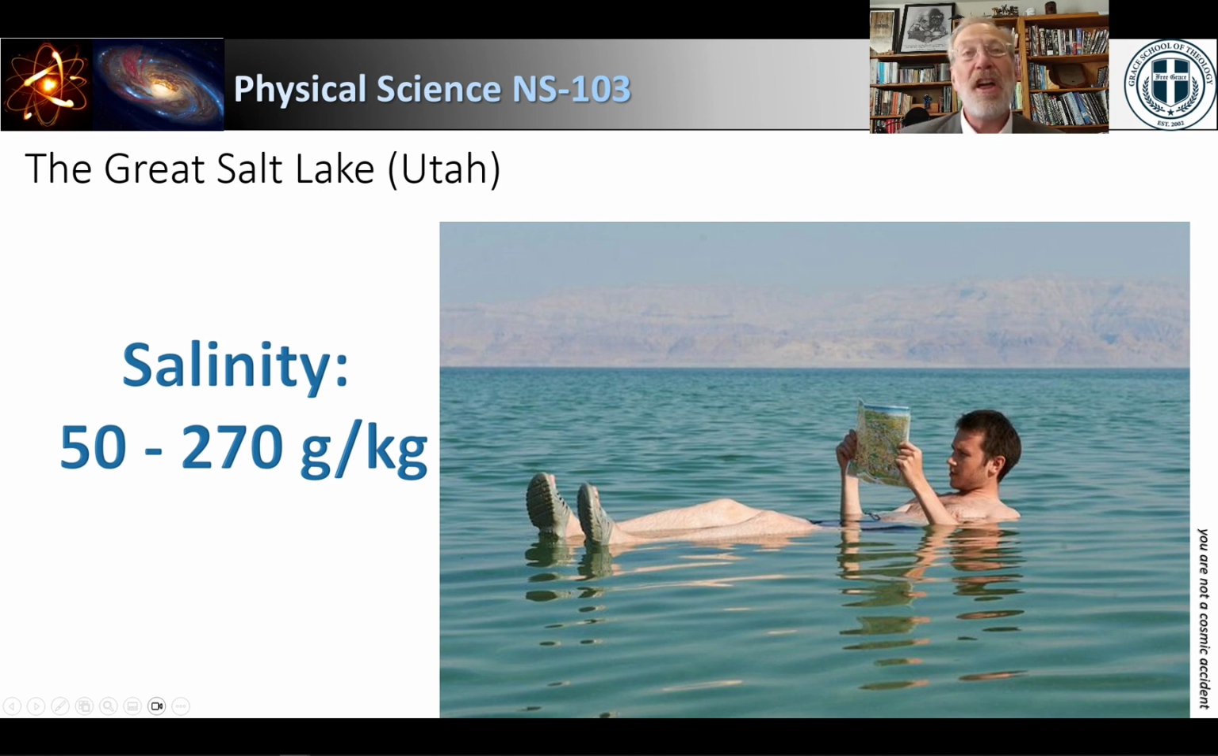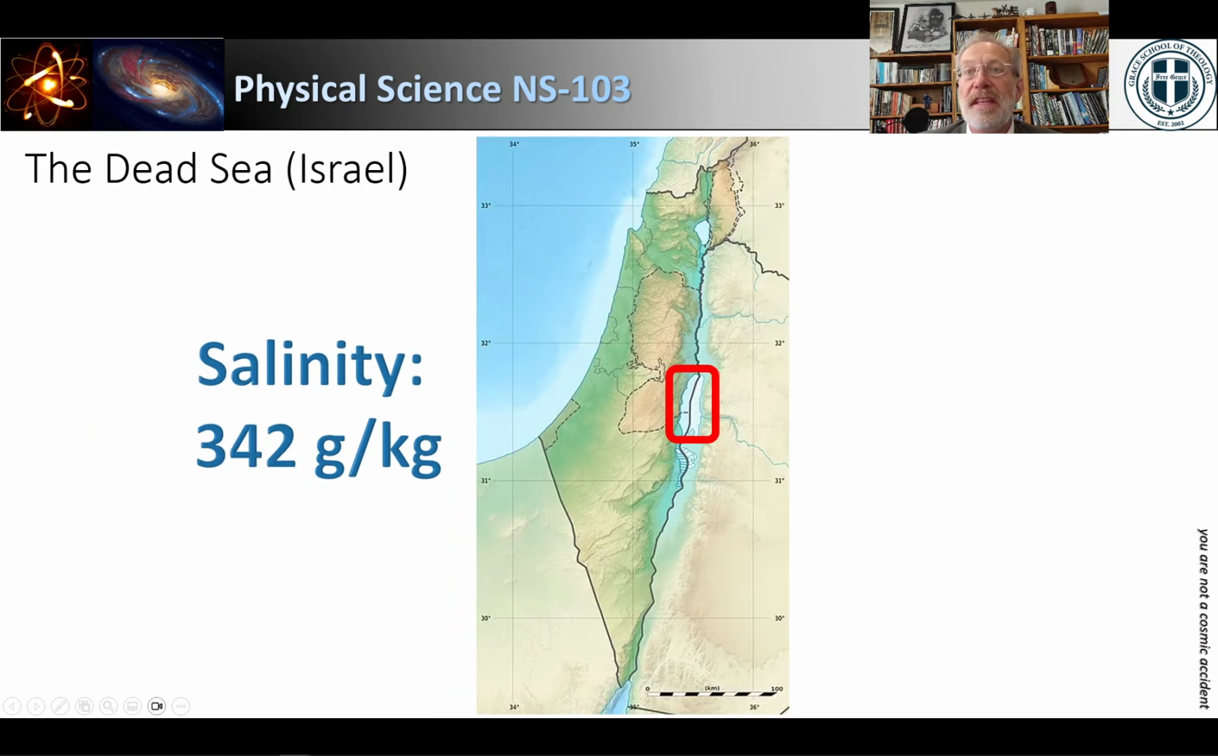Now, there is another place that has a super salinity or a super salty lake, and that is the Dead Sea over in Israel. And it's even got a higher concentration than the Great Salt Lake. The salinity in the Dead Sea is 342 grams per kilogram, almost 10 times as much as the traditional ocean.